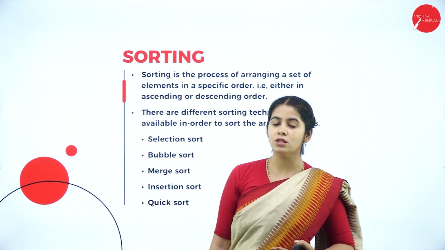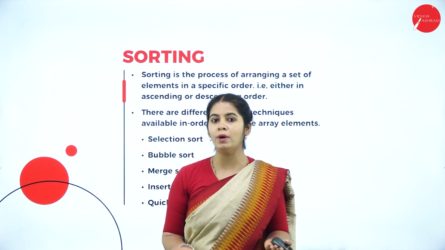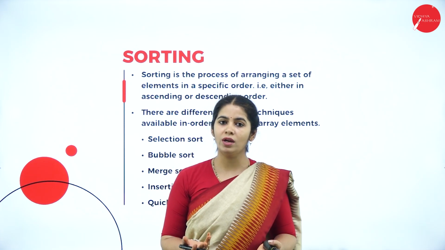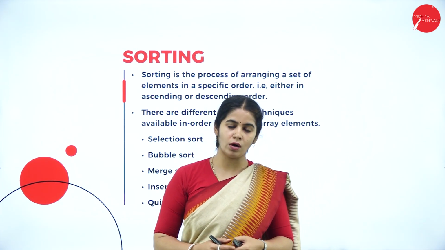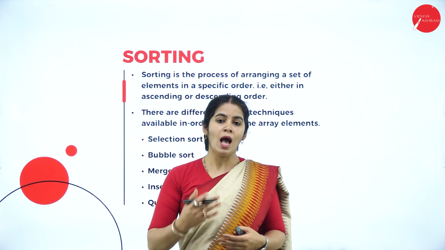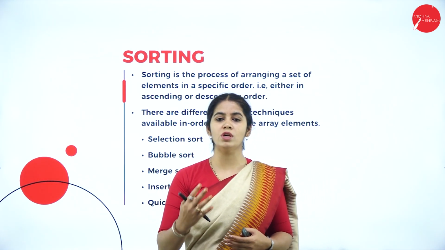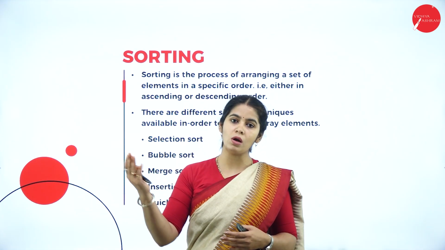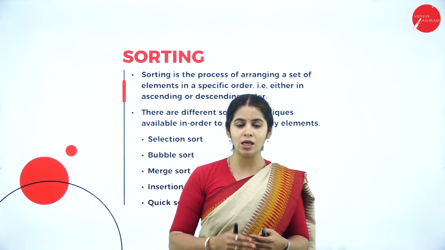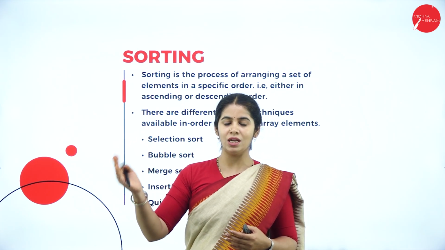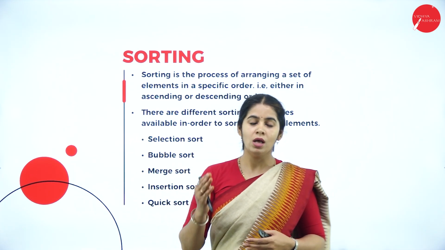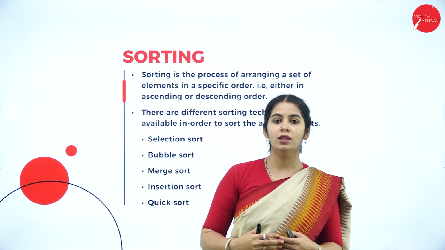What is sorting? Sorting is arranging the elements in a particular manner, right? Arranging anything is called sorting. Here, with respect to an array, it is arranging the elements in a particular manner. We have two types of arrangement: ascending order or descending order. Ascending order keeps on increasing, descending order is decreasing. That's how we are going to do the sorting.